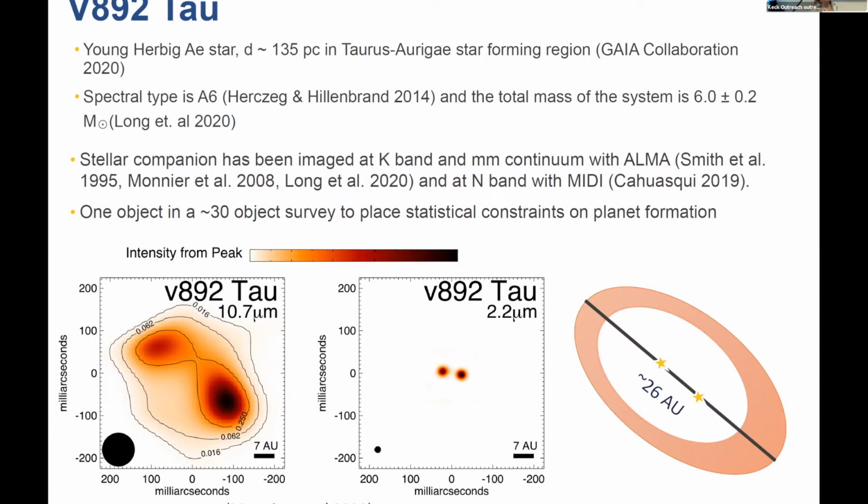In addition to the initial discovery, the stellar companion has also been resolved at K-band and in the millimeter continuum with ALMA. And there's N-band data that helps with constraining the circumstellar environment. But to us, V892 Tau is one object in a 30-object survey that will form the basis of my PhD thesis. We aim to constrain planet formation by placing statistical constraints and imaging protoplanetary disks with non-redundant masking.